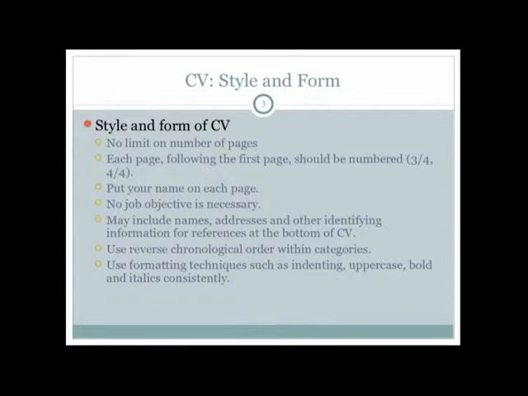You're going to include identifying information, contact information, because of course you need to be able to be found quickly and easily. You're going to use reverse chronological order within categories, so you're giving people an easy way to locate information. And you're going to use formatting techniques to help draw the eye to various information that you think is important, such as uppercase letters, or bolding, or indenting, or italics. But you do want to use these techniques consistently. You don't want to begin using them at the beginning of the CV and then taper off towards the end.